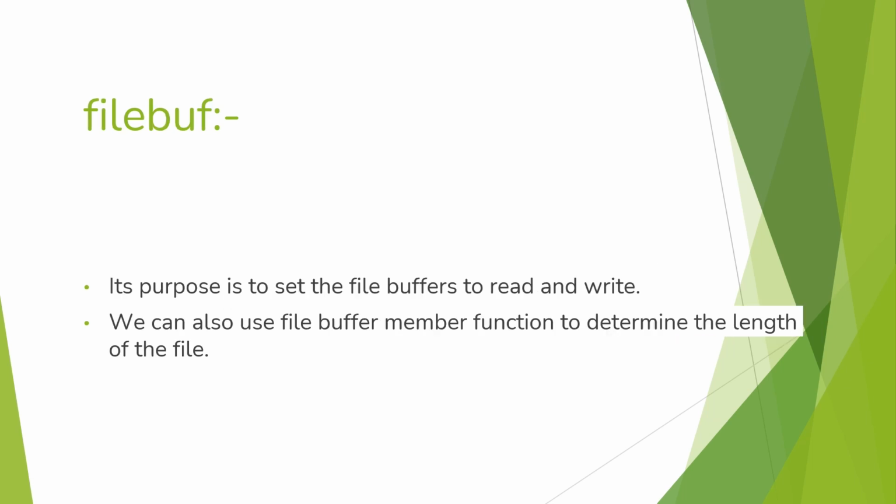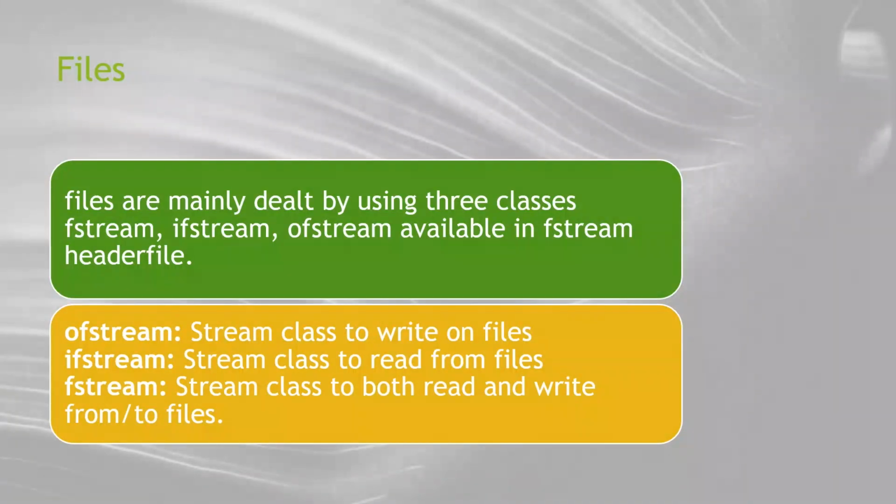Then filebuf. This is as usual a buffer for storing the data. Here the purpose is to set the file buffers to read and write data. We are setting the operation. We can also use the filebuf function to determine the length of the file. Next, files. These have three common classes: ifstream, ofstream and fstream. Using the ofstream class, we are going to write the files. Ifstream is used to read the file, and fstream is for both reading and writing the files.